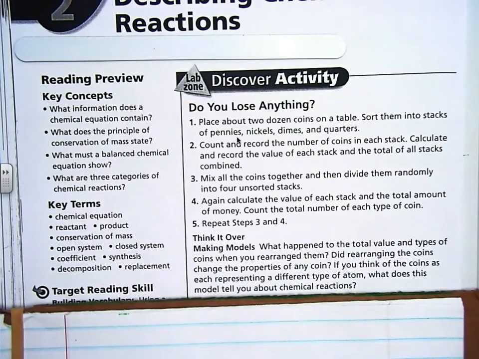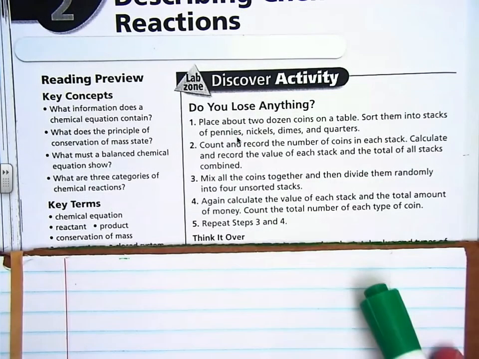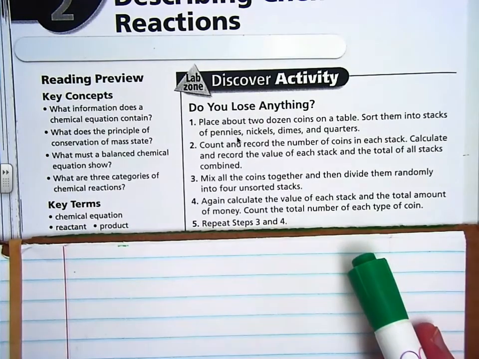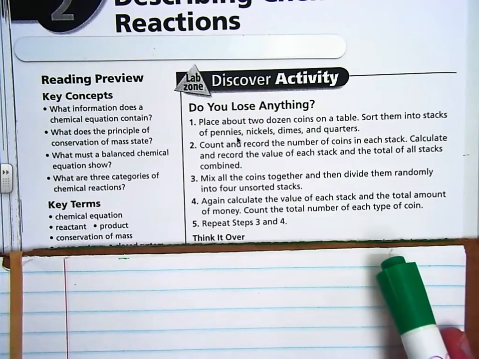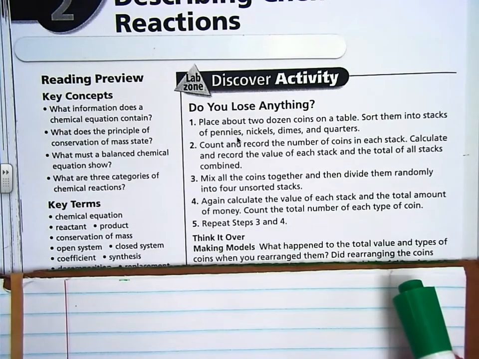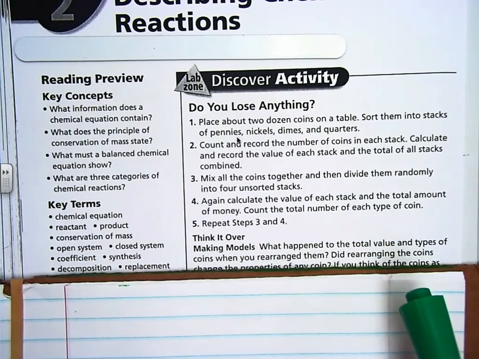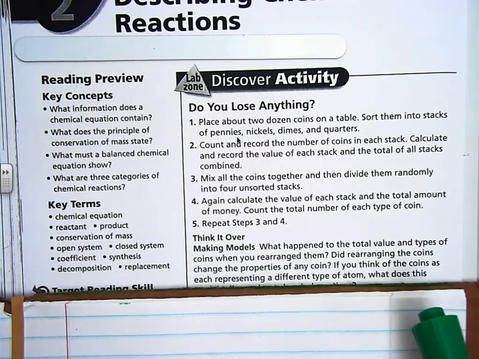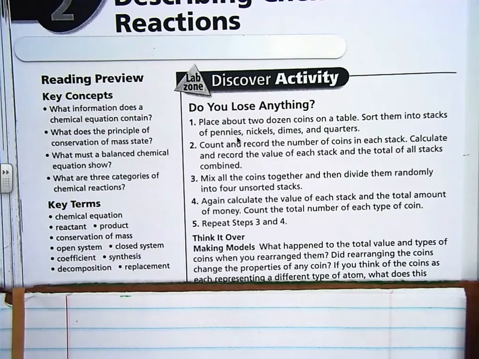I'd like to point out that we have some key vocab words that you probably want to make sure are on your notes. Chemical reaction, reactant, product, conservation of mass, open system, closed system, coefficient, synthesis, decomposition, and replacement. Woo! There's a lot of words there, but that's okay. Make sure that you write them down as you go so you don't get overwhelmed.